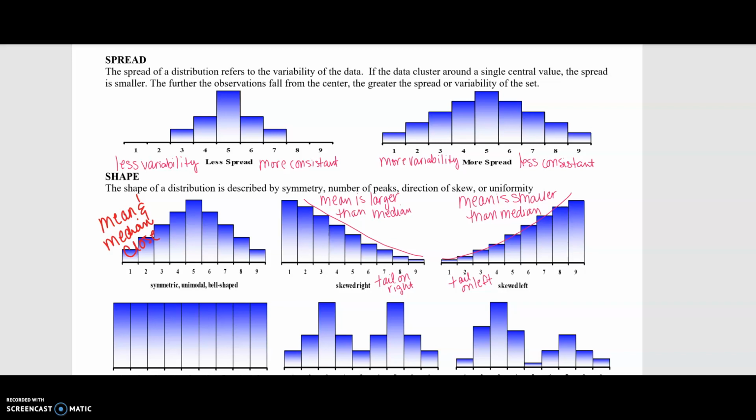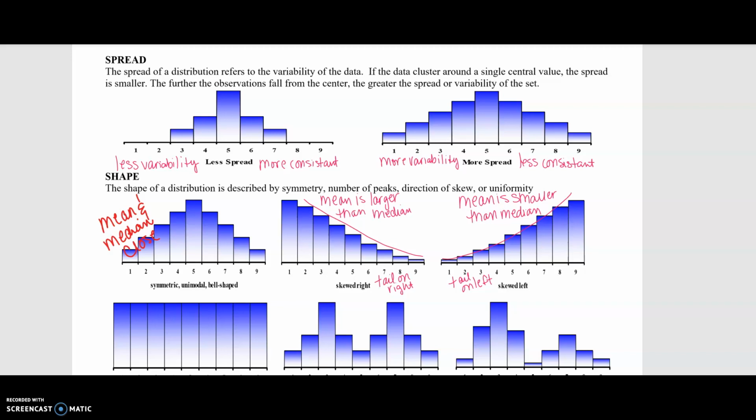If something is skewed right, that means the tail is on the right and most of the data lies on the left. Since there are a few larger values that are being pulled into the data, that throws the mean off, and therefore it becomes larger than the median.